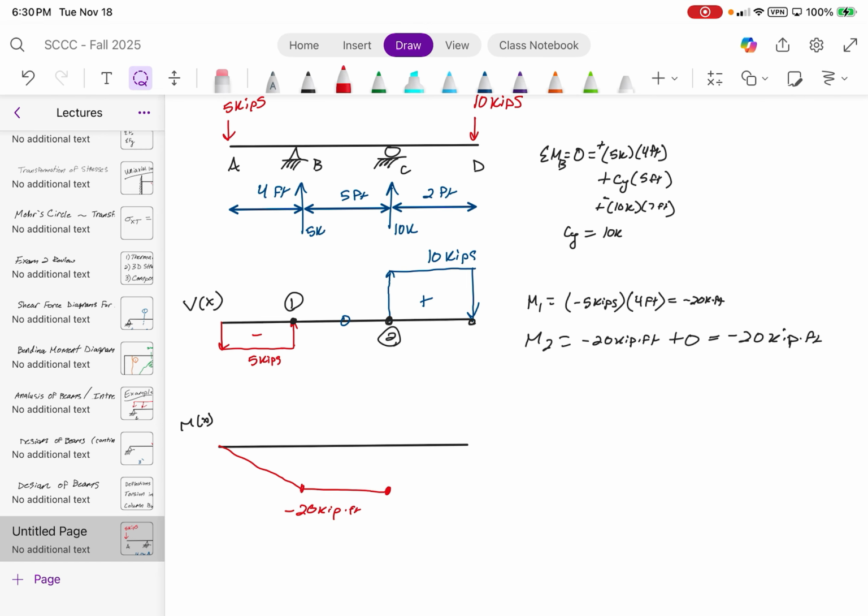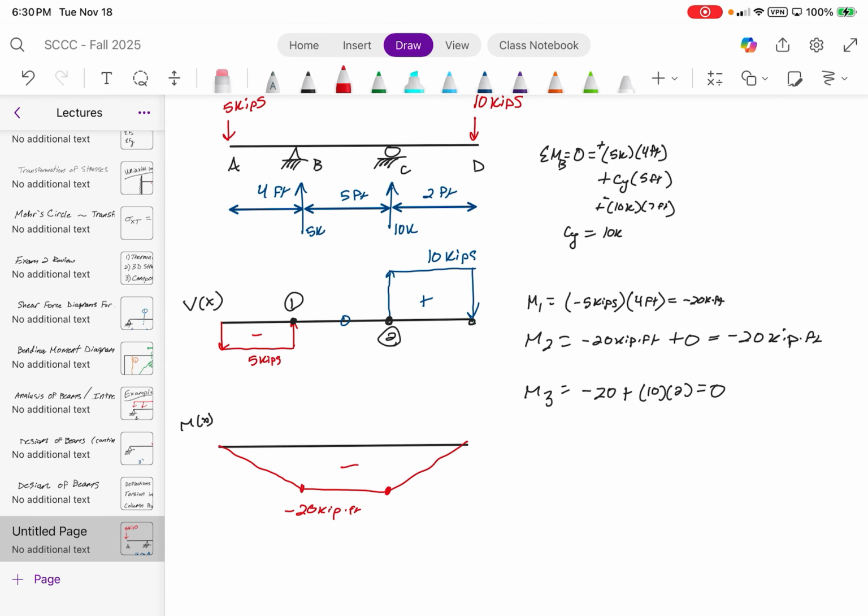And then lastly, when you calculate M3, you should get negative 20 plus 10 times 2. And if you did everything correctly, you should close out to 0. And bada boom. That's our bending moment diagram.